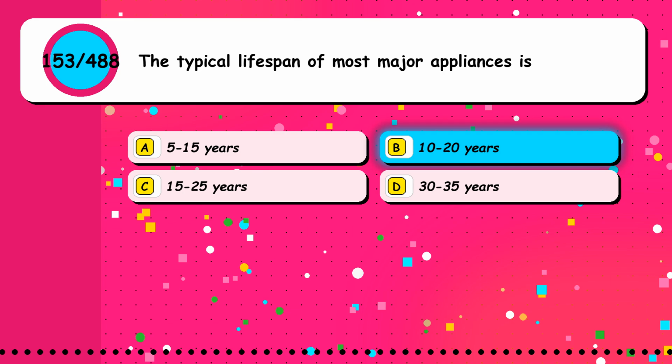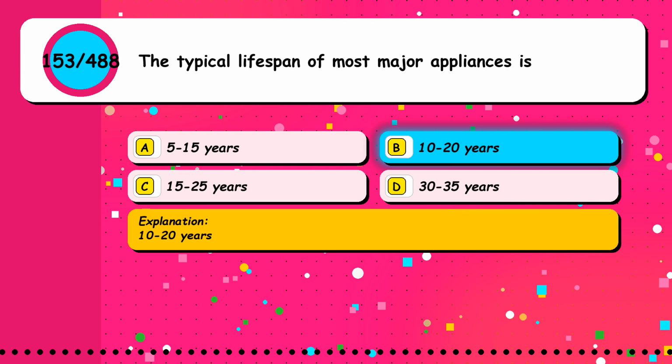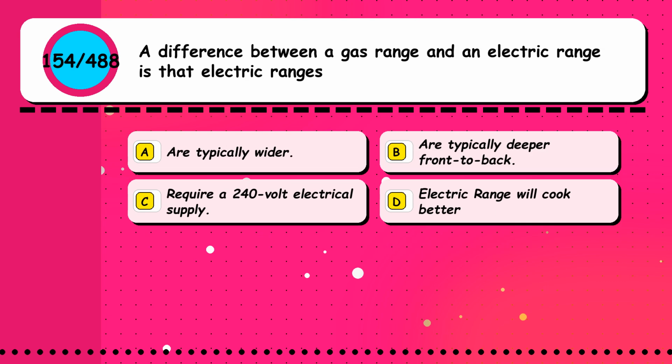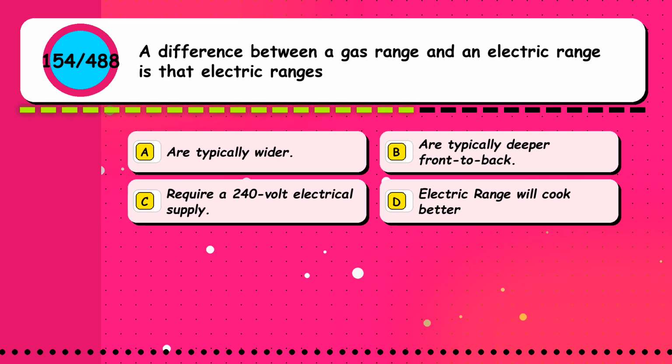The correct answer is option B, 10 to 20 years. Question 154. A difference between a gas range and an electric range is that electric ranges: option A, are typically wider. Option B, are typically deeper front to back. Option C, require a 240-volt electrical supply. Option D, electric range will cook better.